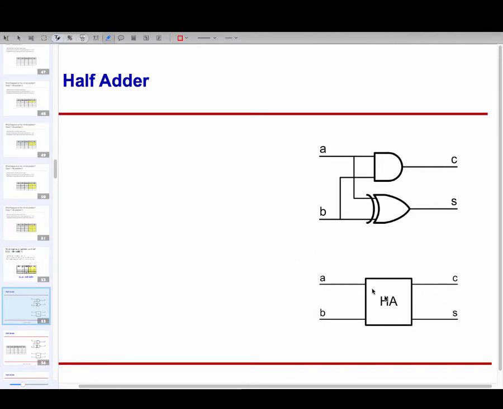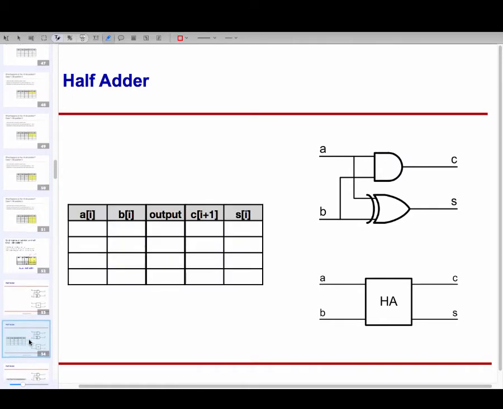So in terms of blocks, we would write it as the following. That is a module. We call it half adder, HA. It's a 1-bit half adder in the sense that each input is a 1-bit number. So A and B are the inputs, and C and S are the outputs. And this is a logic implementation of that.